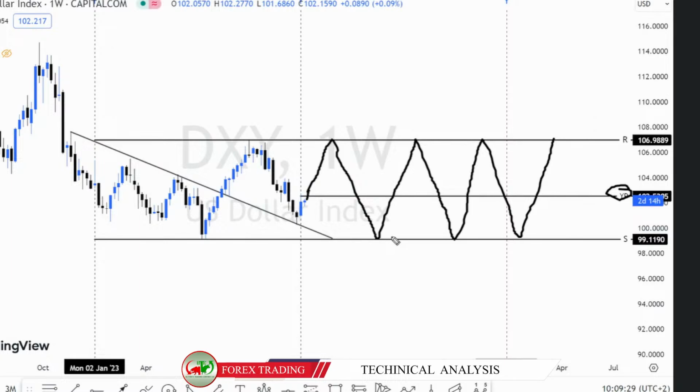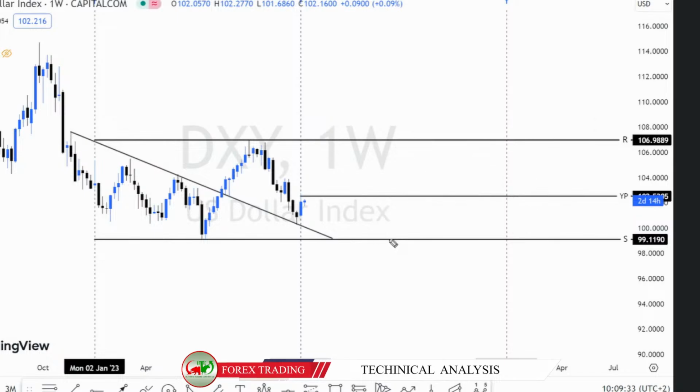Of course, the yearly pivot will be one of our areas of value, at least for this first quarter, and a close above this yearly pivot will indicate a push up, the strengthening of the dollar index. And if we fail to break above this yearly pivot, for example if we get a bearish engulfing candlestick pattern at this pivot, this will indicate a possible push down of the dollar index.